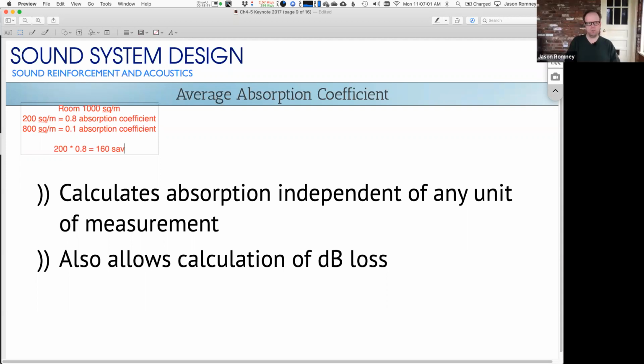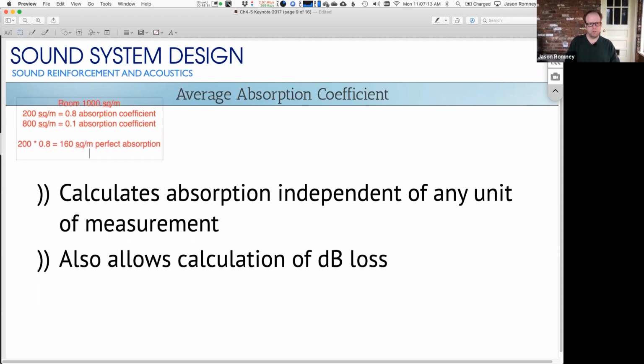Now, some people will still call that Sabins, even though strictly speaking, it's not. But it's 160 square meters of perfect absorption. Okay, and then the other one would be 800 square meters of stuff times 0.1. What does that get us?